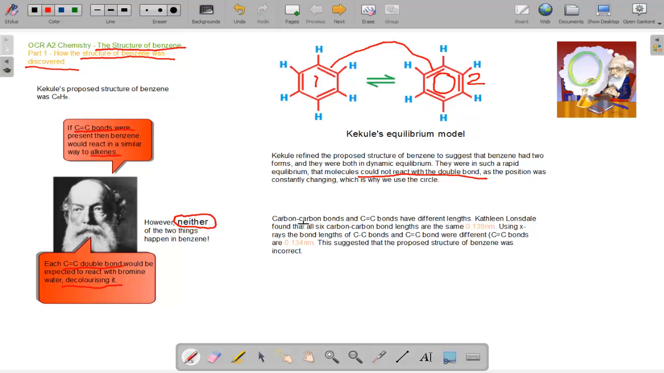Carbon-carbon single bonds and carbon-carbon double bonds have different lengths. Kathleen Lonsdale found that all 6 carbon-carbon bond lengths are the same, which is about 0.139 nanometers. Using X-rays, the bond lengths of carbon-carbon bonds and carbon-carbon double bonds were shown to be different. Carbon-carbon double bonds are 0.134 nanometers. This suggested that the proposed structure of benzene was incorrect.